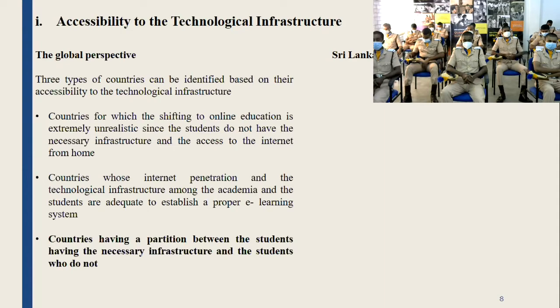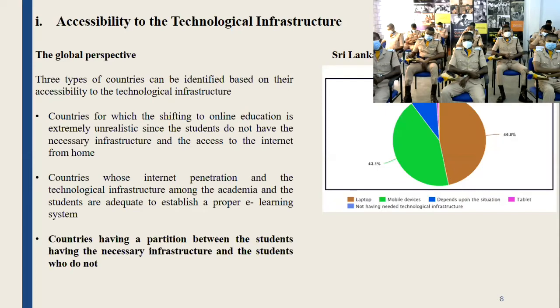Being in that category, we asked for the perspective of the students. We asked the students what technological device they use for the online learning sessions. You can see in the figure, 46.8% of the students stated that they use the laptop all the time, whereas a closely equal amount, 43.1%, stated that they use the mobile phone for all their academic work. So as academics, we should consider how effective it is to use a mobile phone for all the academic work. Then, 9% of the students stated that they use the device depending upon the situation.